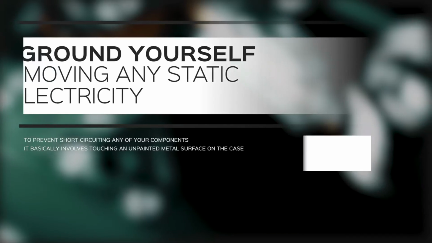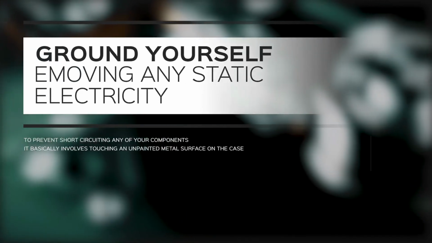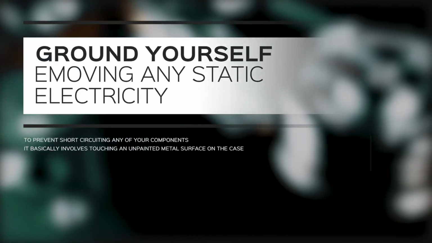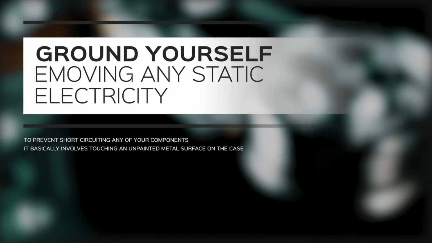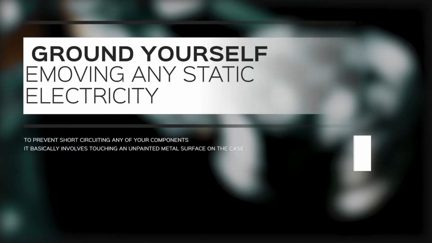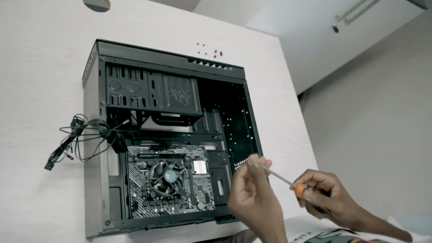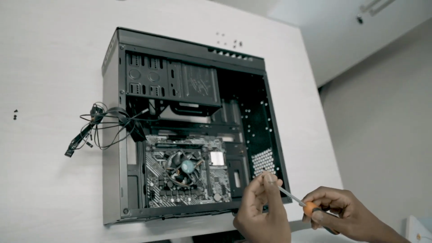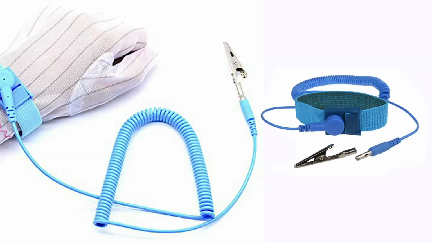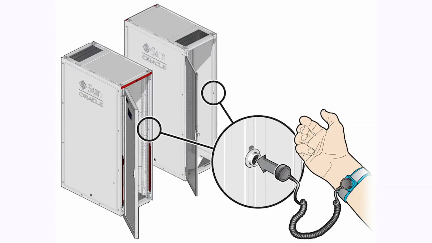Protect the components. Ground yourself, removing any static electricity from your body to prevent short-circuiting any components. It basically involves touching an unpainted metal surface on the case, simply touching the metal tip of a screwdriver, or just wear an ESD, electrostatic discharge grounding wrist strap.